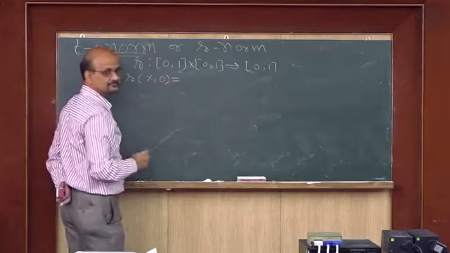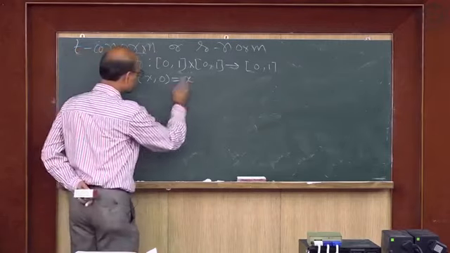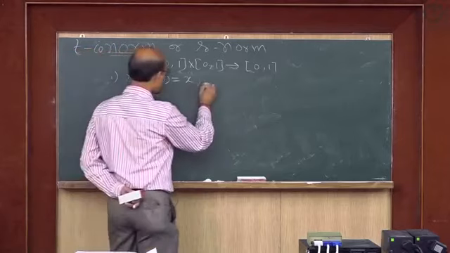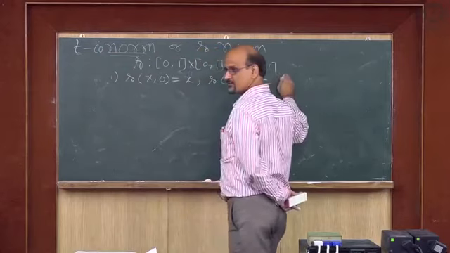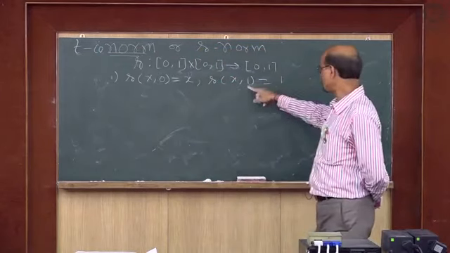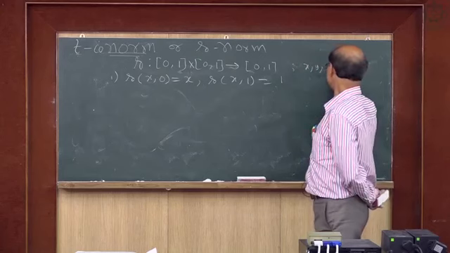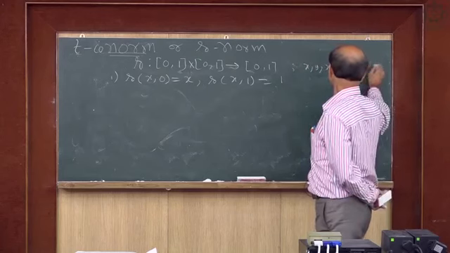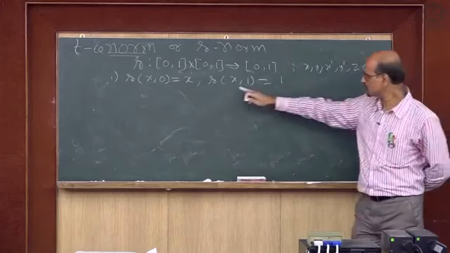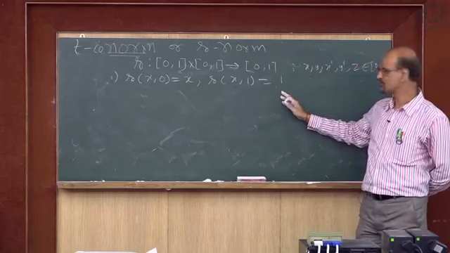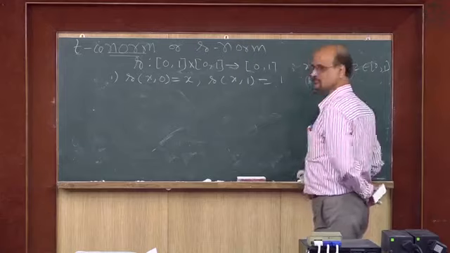S of x, 0 should be x, because here it is maximum, and S of x, 1 is 1. Remember, again same x, y, x dash, y dash and z belong to [0,1]. So, S of x, 1 will be 1. So, this is again called the boundary condition.